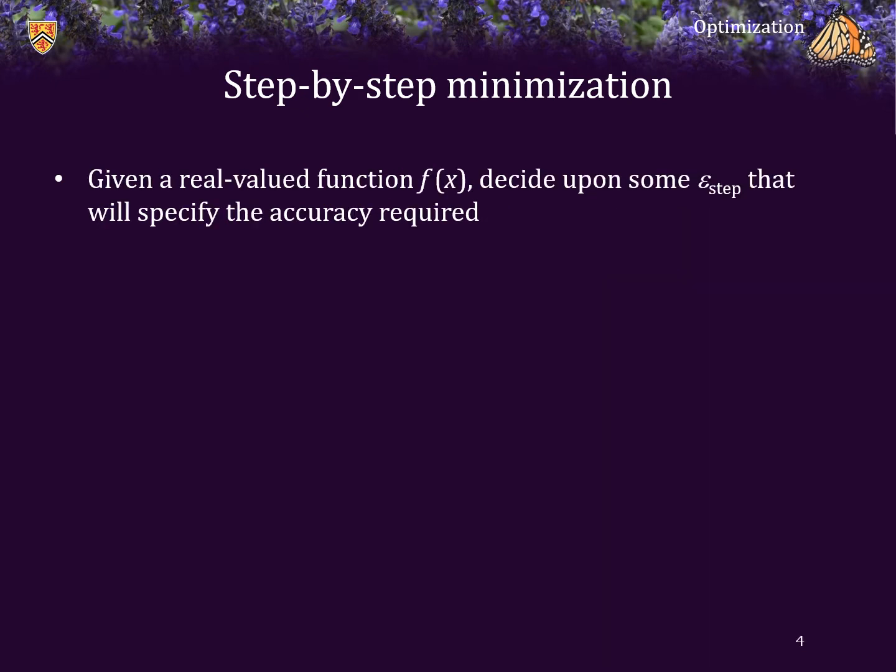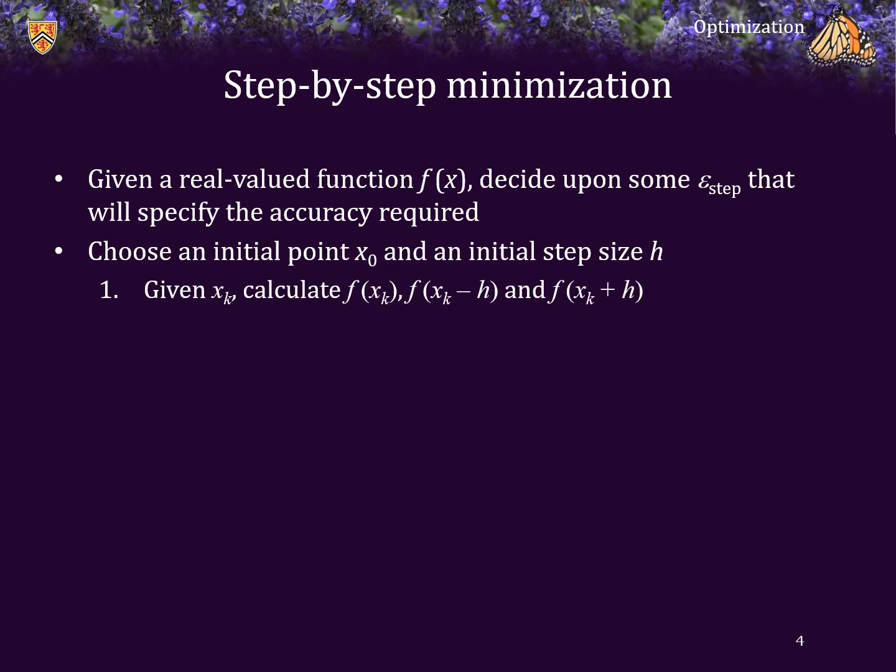To be a little bit more specific, given a real valued function f of x, let us decide upon some step-size epsilon that will specify the accuracy required. Choose an initial point x0 and an initial step size h. Now, given a value x sub k, we will calculate f at x sub k, f at x sub k minus the current step value, and f at x sub k plus the current step value.